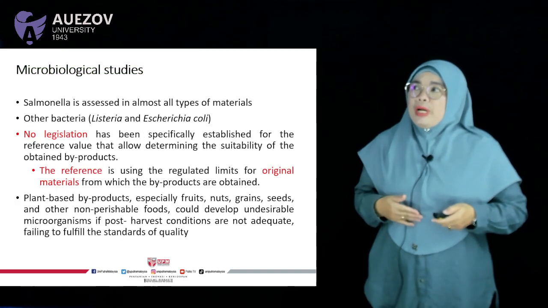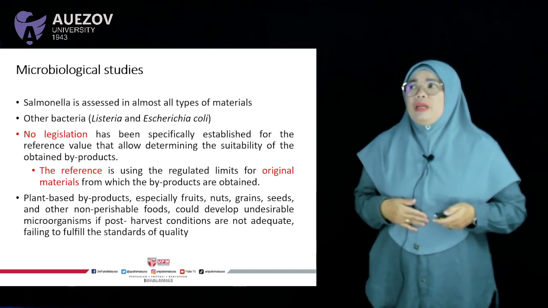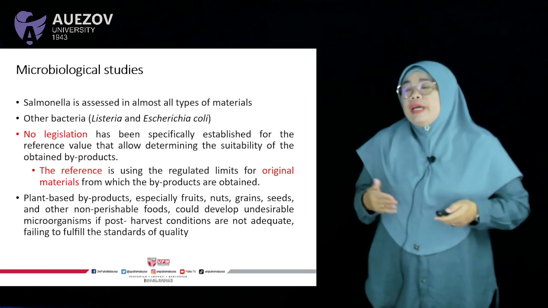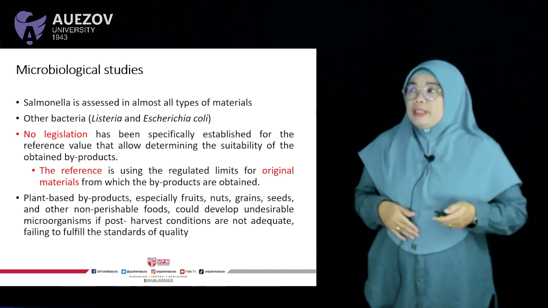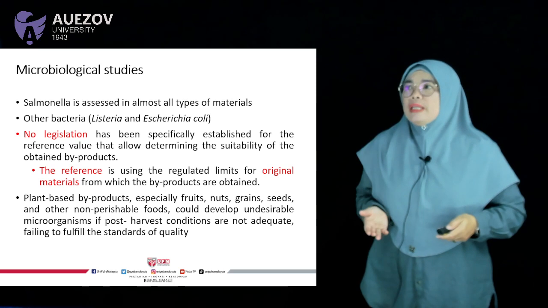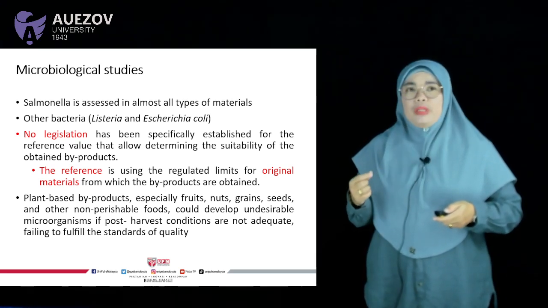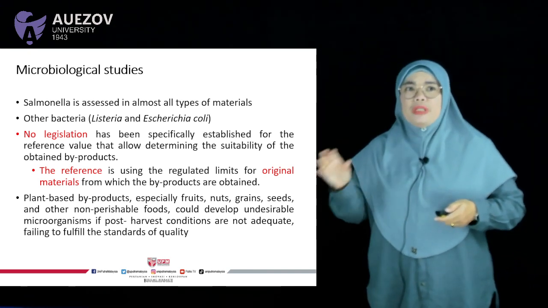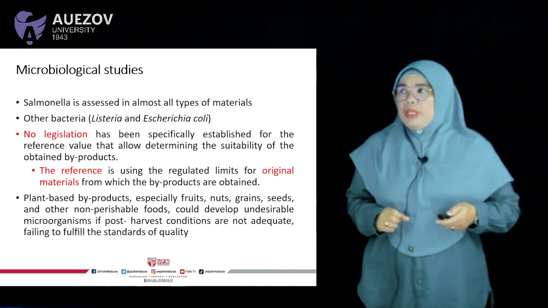So we need to test the food and quantify these microorganisms, to see whether they are present in the food waste or not. Normally for this microbiological study, salmonella is assessed in most types of materials, and other bacteria like Listeria and E. coli are also assessed. However, at the moment, no legislation has established reference values to determine the suitability of the obtained byproduct. The reference uses the regulation limit for the original material.